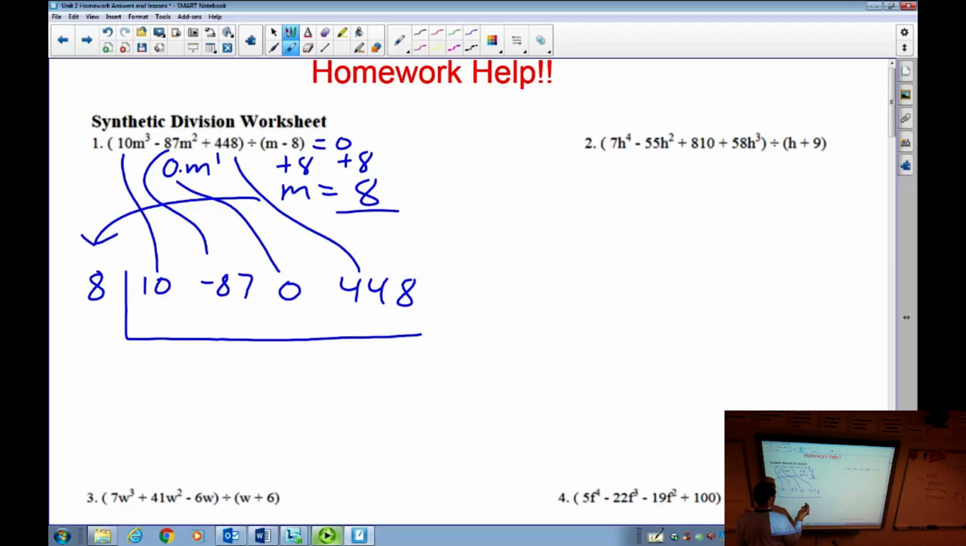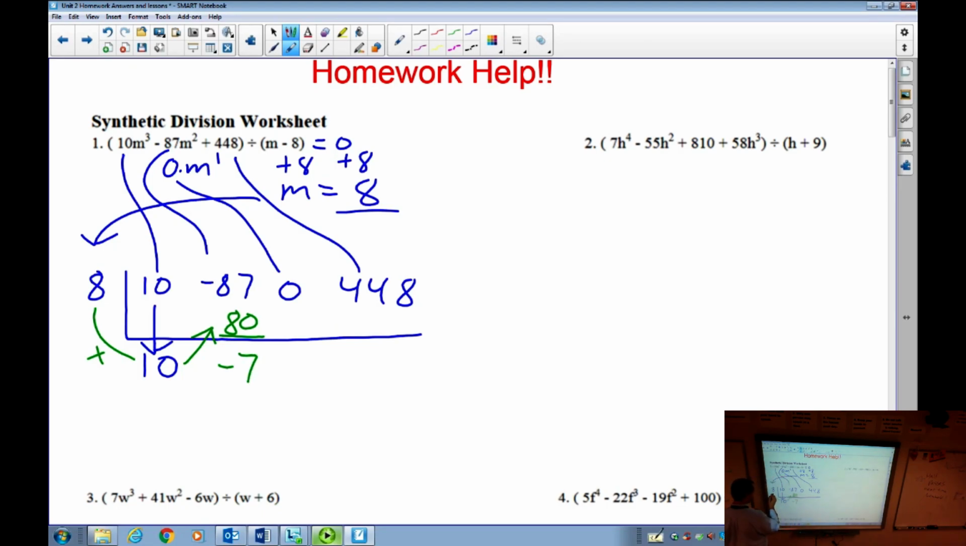Okay, so then the next step, I guess, we had a lot of first steps there. The most important, a lot of people forget, is just how do we start? Well, bring down the 10. Just drop it down. Okay, and then you can use multiplication and then addition. Multiplication, combining, multiplication, combining. So 8 times 10 is 80. So multiply. Then we're going to combine. So negative 87 with 80 is negative 7. Good.